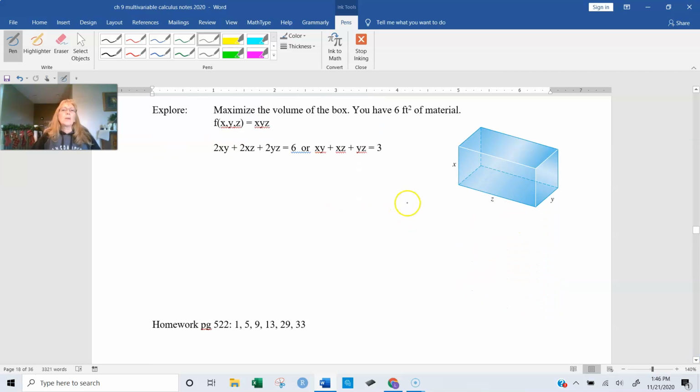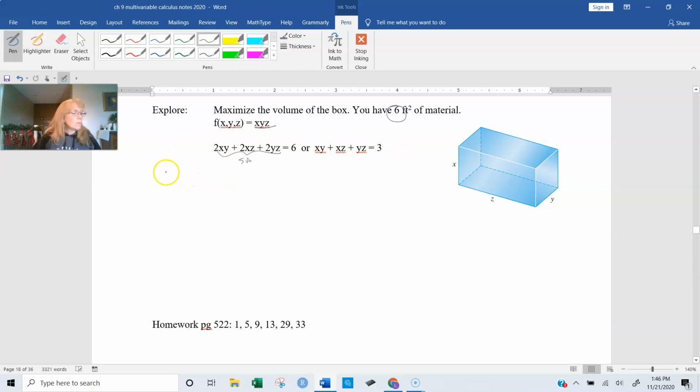All right, you're given xyz as our formula because you know that's volume, nothing exciting. 2xy plus 2xz plus 2yz is actually the formula for surface area. So this you should know. So this is surface area. And I said it had to be 6, so we set it equal to 6. I just reduced this by dividing by 2 so my numbers were smaller.